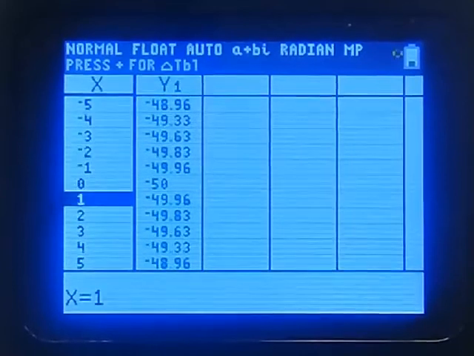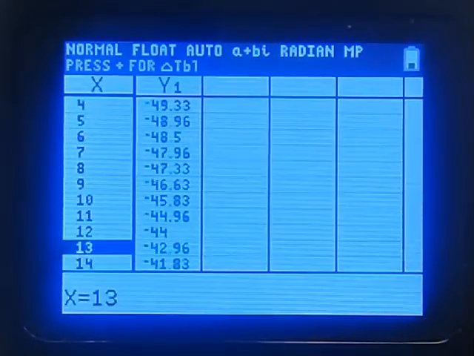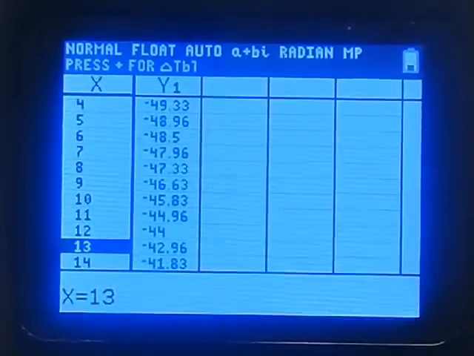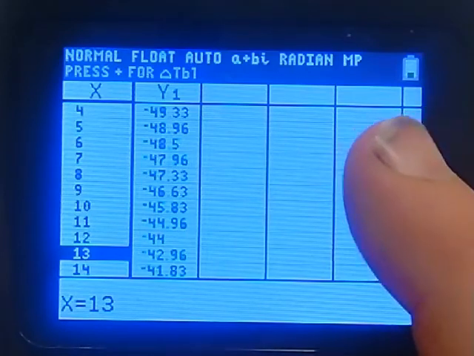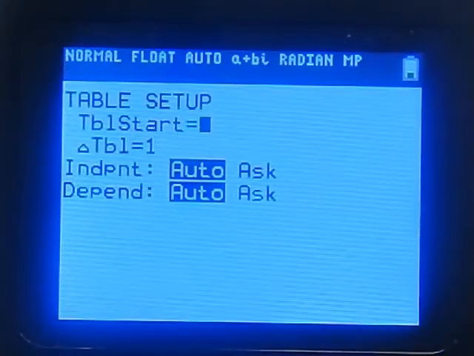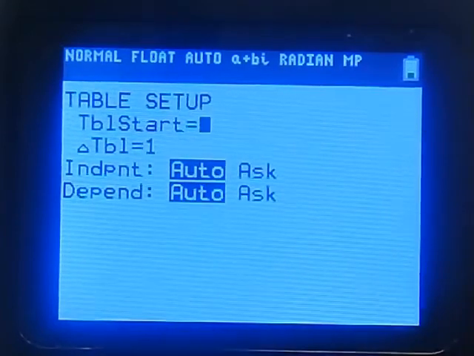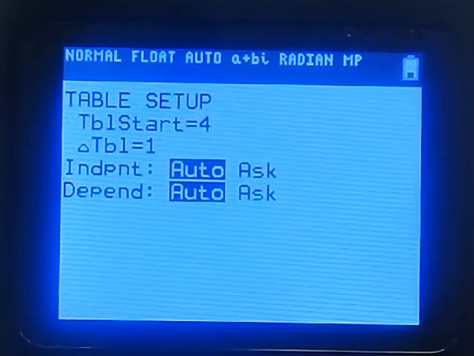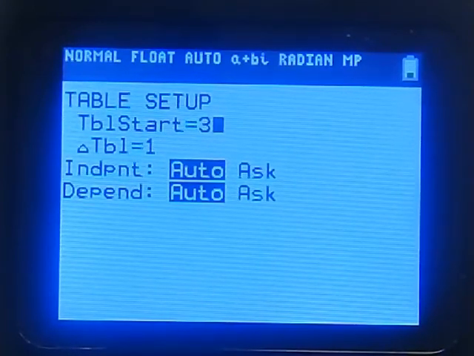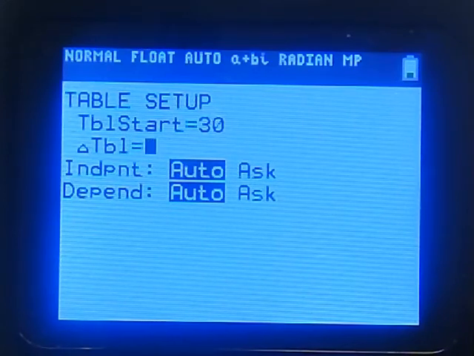I could arrow down on this table and keep going, and it's going to take me a long time to get there. But there's another way to change my table setting, and I'm going to show you how to do that. I'm going to go second window, which is table set. Instead of starting at 0, or in this case 4, I'm going to start at something closer to where my answer was. I think the answer was near 35. So I'm going to put 30 in here, and I'm going to go by 1s again.